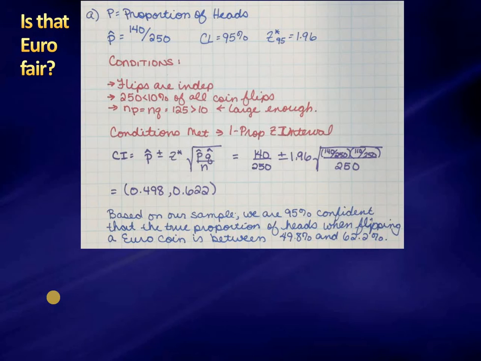Okay, say 14 out of 25. That's about 60%. Let's go up a couple, down a couple from that. I'm making it up. That's my interval. So you lose those points. You can still get this, as long as you say, based on our sample, we are 95% confident that the true proportion of heads when flipping a euro coin, because this is specific here, is between those two percentages. And so if you had your answer wrong here, but you used it correctly here, you would get that conclusion point.